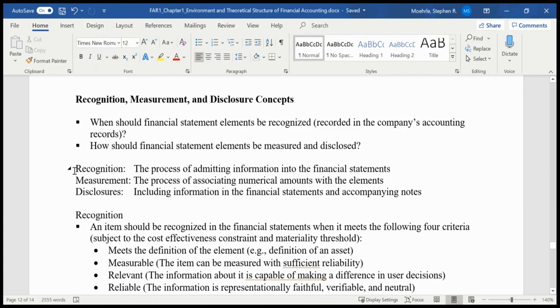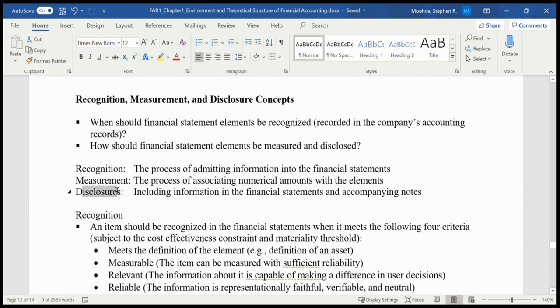And here's the terminology. Recognition. Recognition is the process of admitting information into the financial statements. When you debit or credit an account, you are recognizing it. Measurement. This is the process of associating numerical amounts with these elements.